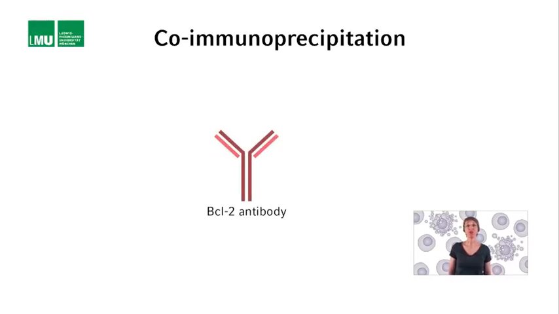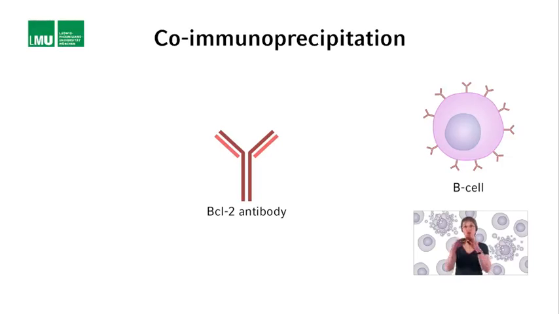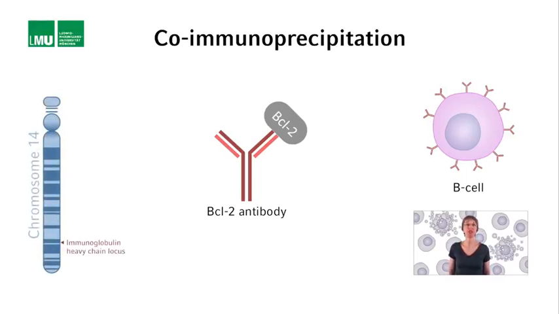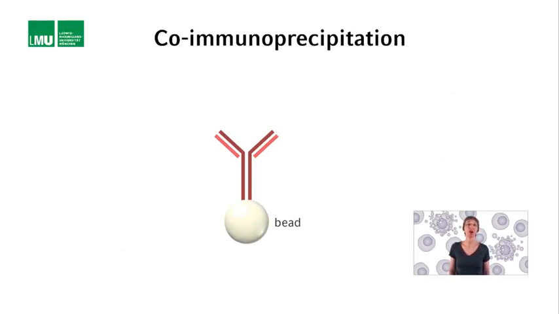What is necessary for this approach is an antibody that specifically binds to the protein of interest, in our case BCL2. An antibody is a protein complex generated by B cells that is either exhibited on the cell's surface of the B cell or secreted by the B cell, and that recognizes and binds to one specific antigen, for example, BCL2. By the way, the Ig heavy chain locus on chromosome 14 that is affected by the t(14;18) translocation encodes for one of the proteins in the antibody protein complex. The antibodies are then coupled to tiny beads.